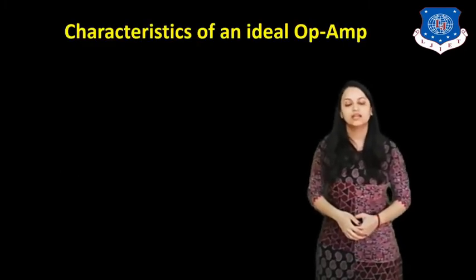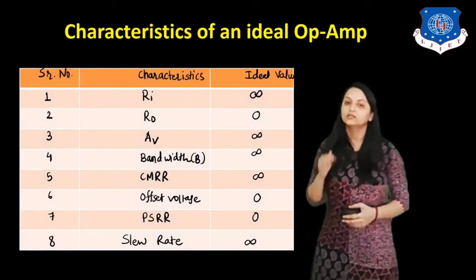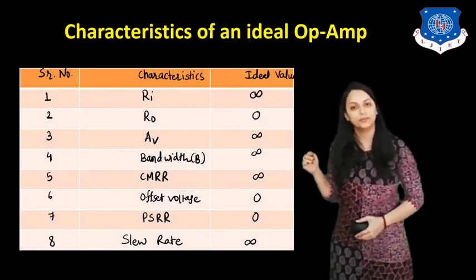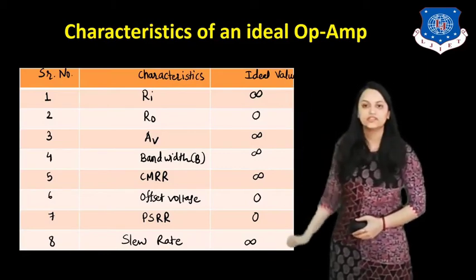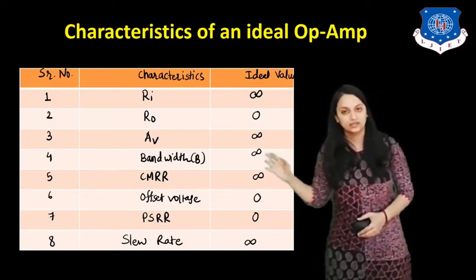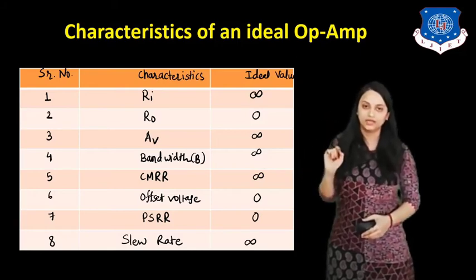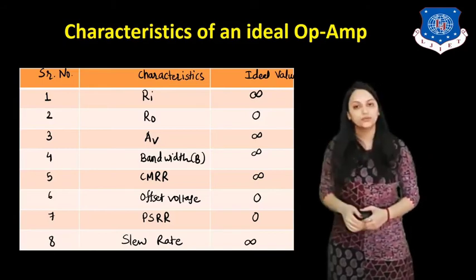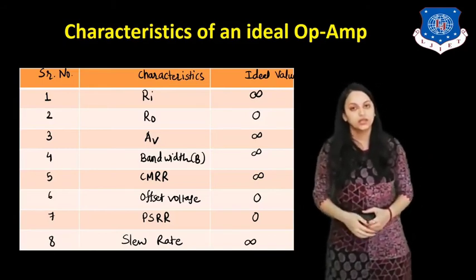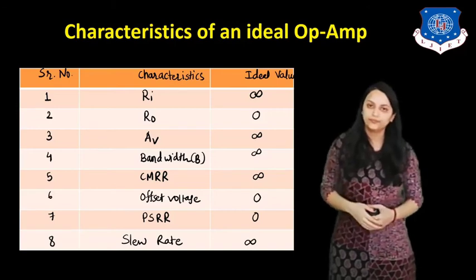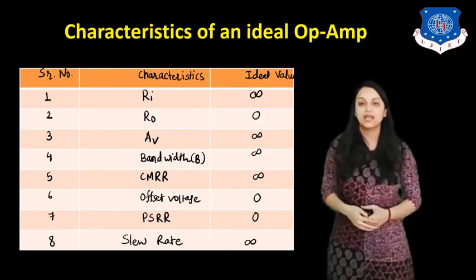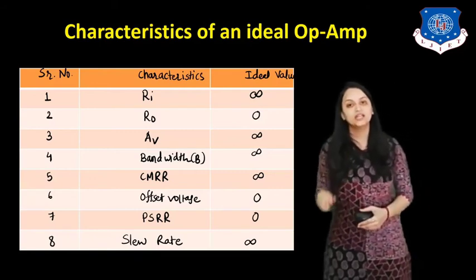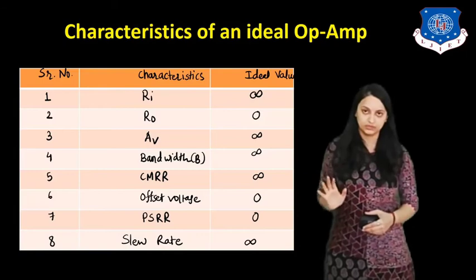Now, let's see characteristics of an ideal op-amp. These are the ideal characteristics of op-amp, or else you can say characteristics of an ideal op-amp. Okay? First one, we have seen the R_I, which we have already seen that it is infinite. That means ideal value of input resistance is infinite. Second is R_O, that is output resistance. The ideal value of output resistance is 0. The third value is A, that is voltage gain. Its ideal value is infinite. That means ideally the voltage gain should be as high as possible.